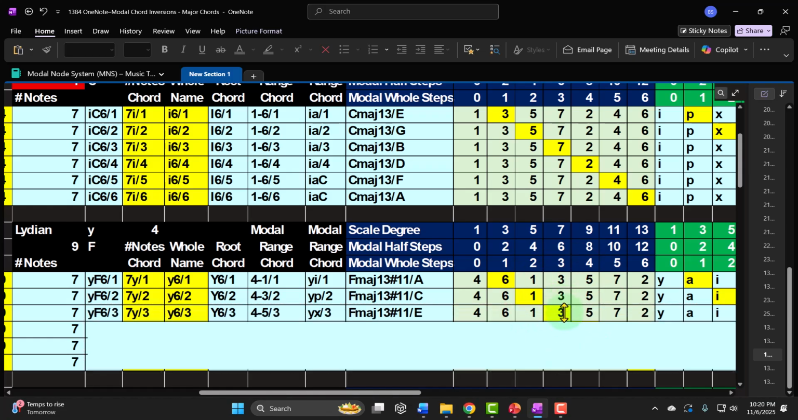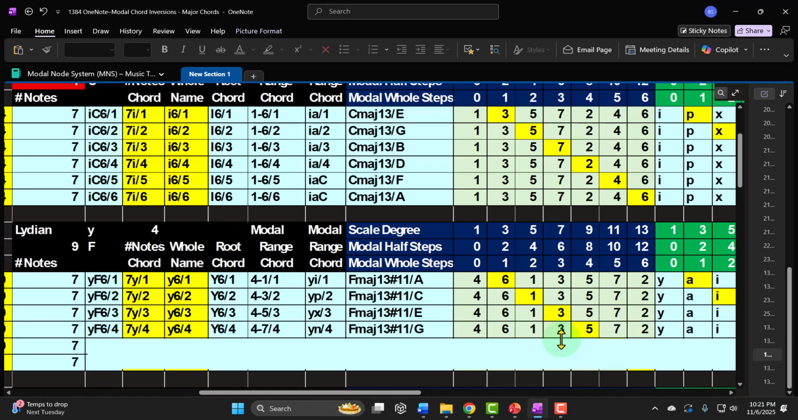Next one, if we do the third inversion, that would be an F major 13 sharp 11/E, because the third inversion happens to be an E. It would be cleaner to say it's a 7Y/3 or a Y6/3 for a 7-note Lydian chord third inversion, or Lydian 6 modal whole step chord third inversion, go 3 notes up, 3 modal whole steps up to make that the lowest node, which happens to be point number 3, which would be a Phrygian.